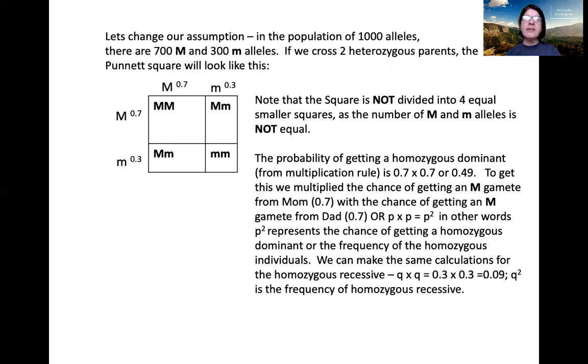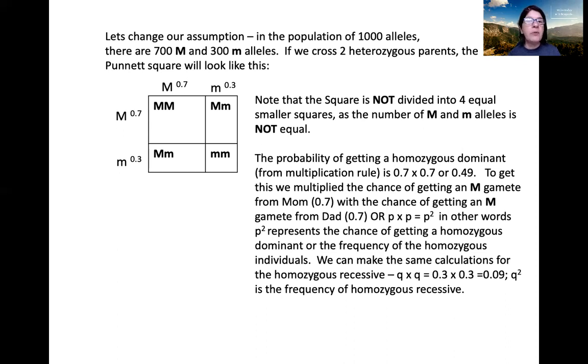Okay, so let's change our assumption. What if the population of 1,000 alleles, there's 700 dominant and 300 recessive alleles? Now, if we were to cross 2 heterozygous parents, the Punnett Square, remember how Mr. Anderson explained it, should now not be divided in 4 equal squares. Why? Because there's more of the dominant than there is of the recessive. So see how the lines were moved to reflect that you have a higher chance of getting a dominant allele than a recessive allele, because the dominant allele is 70% versus 30% for the recessive allele.